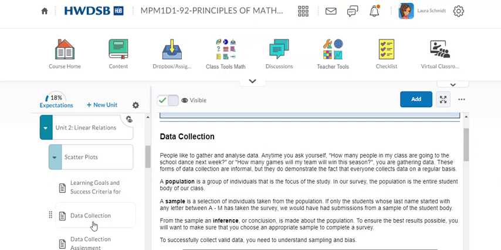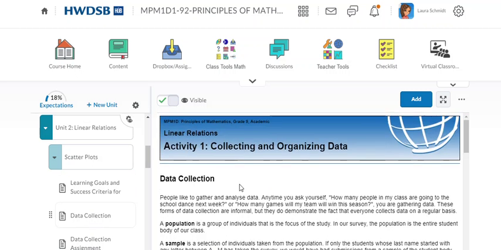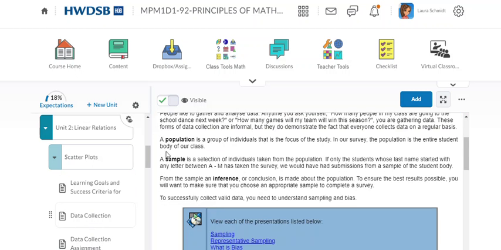So the first part is just looking at data. This is what you want to work on today, the data collection page. Basically you just want to read through this. You want to understand what a population is, a sample, and making an inference or conclusion about the population.